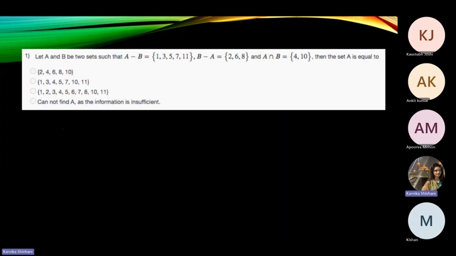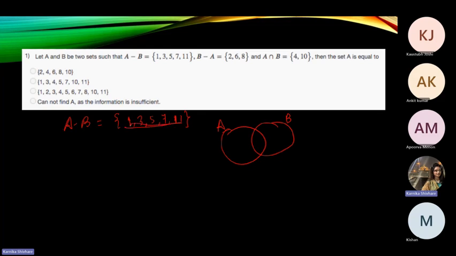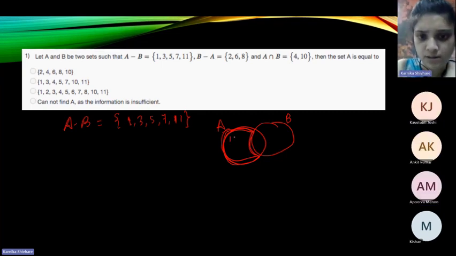It is given A minus B is this set 1, 3, 5, 7, 11. It means, suppose A and B are the two sets, let this be A, let this be B, these elements belong to A but not to B. They belong to this part. So 1, 3, 5, 7, 11 are in this section, which is part of A but not of B.